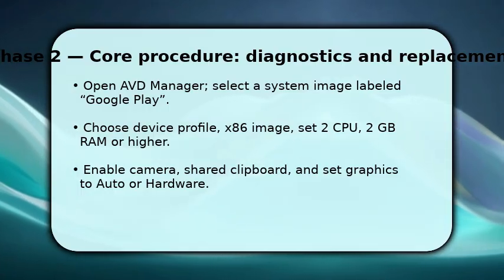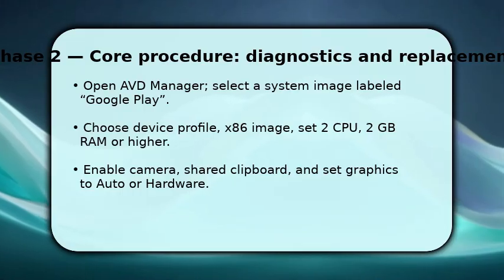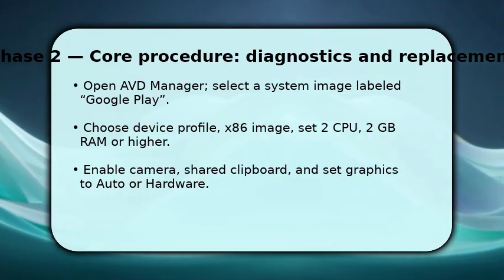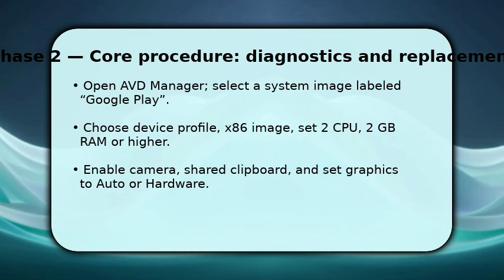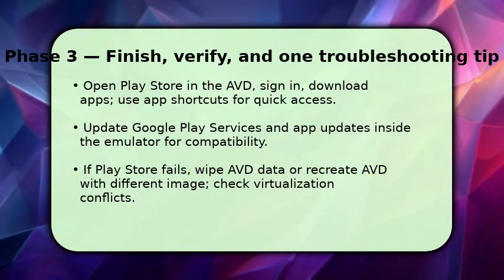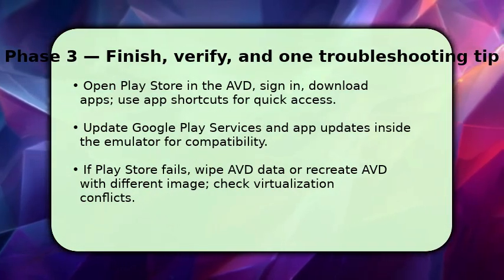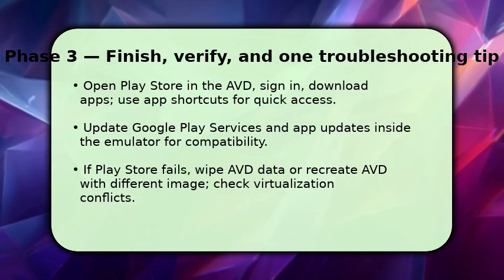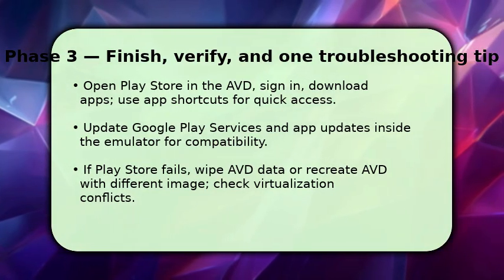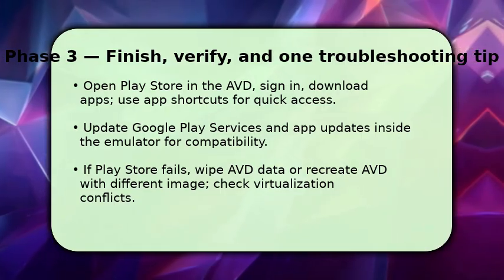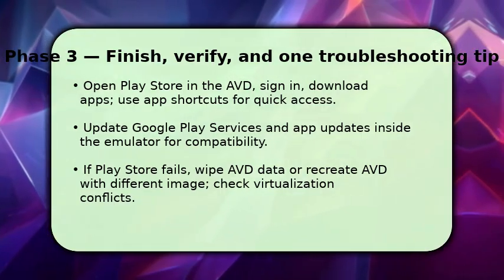Then sign in to the Play Store with your Google account to begin installing Android apps. You finish by opening the Play Store inside the running AVD and signing into your Google account, then install apps like you would on a phone. After installing, update Google Play services and app updates inside the emulator so permissions and APIs work correctly.